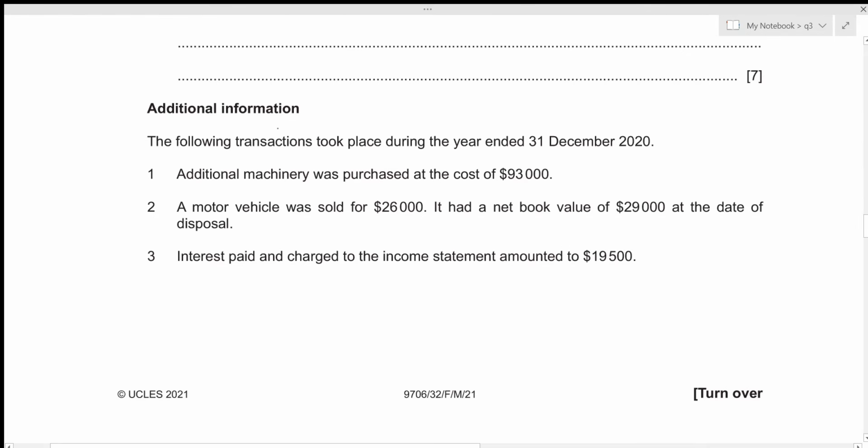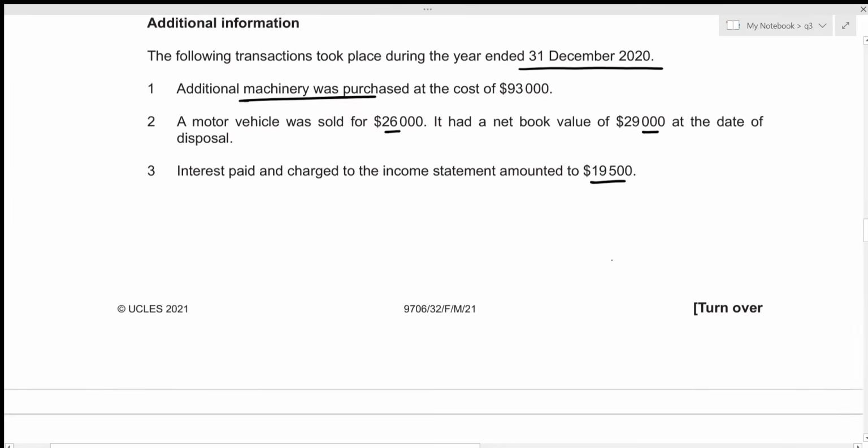We are given additional information. The following transactions took place during the year ended 31st December 2020. Additional machinery was purchased at the cost of 93,000. A motor vehicle was sold for 26,000. It had a net book value of 29,000 at the date of disposal, and interest paid and charged to the income statement amounted to 19,500. Let's have a look at our second question.